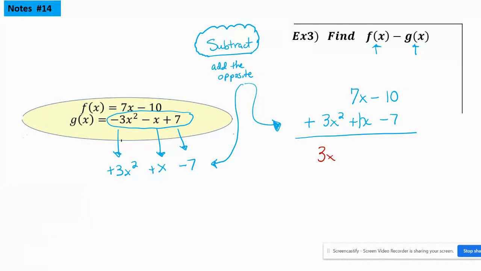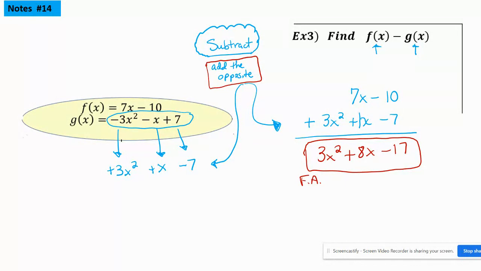So this would be 3x squared. 7x plus 1x is 8x. Negative 10 and negative 7 more is negative 17. And this is our final answer. So you have to add the opposite when you subtract. Let's do another one.